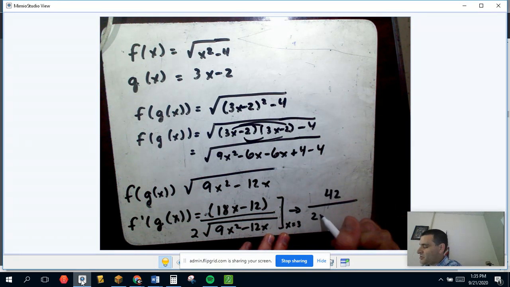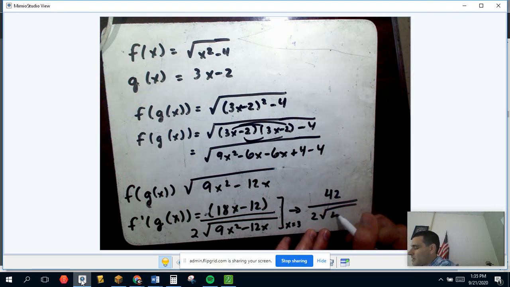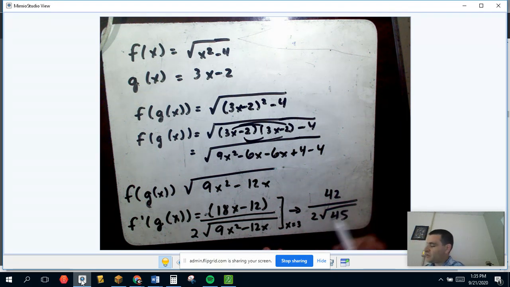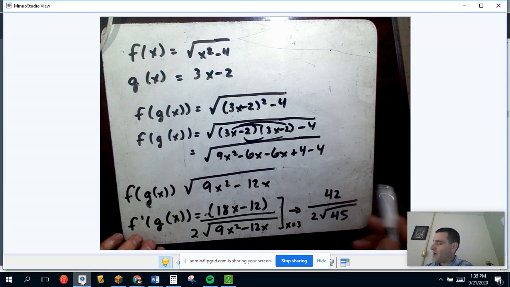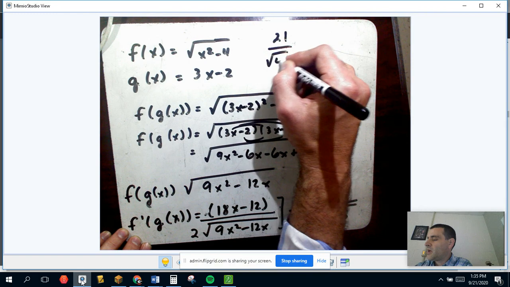And then 2 times the square root of, all right, 3 squared is 9. 9 times 9 is 81. 12 times 3 is 36. 81 minus 36 is 45. Okay, so I have 42 over 2 root 45. I'll bring it up here. That's equivalent to 21 over root 45.